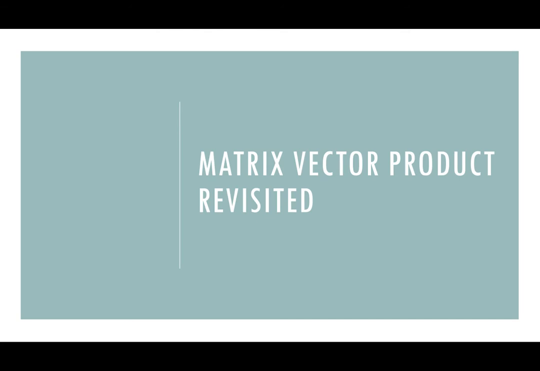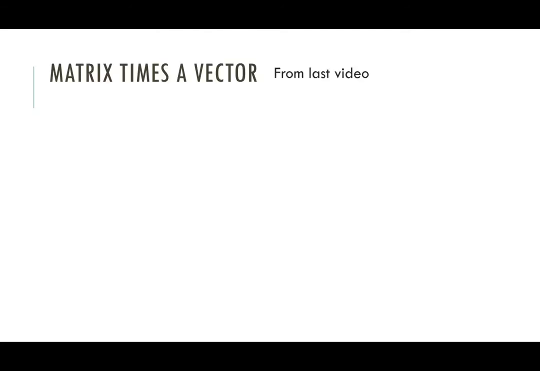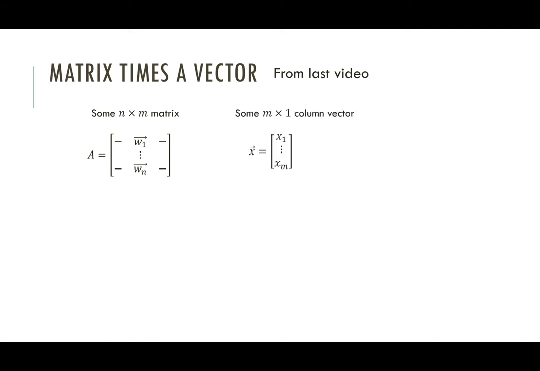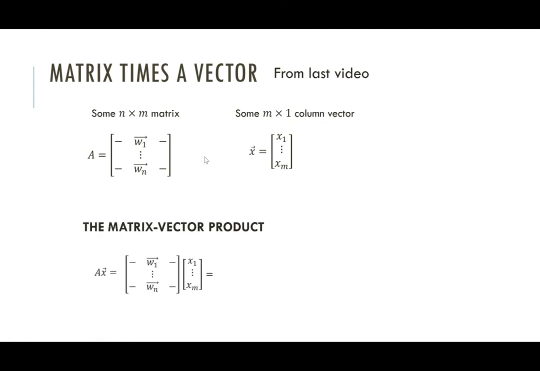Okay, let's revisit that matrix vector product that we saw last time. In our last video, we said, if you take some n by n matrix A and you think of it in terms of its rows, then you take some m by 1 column vector, so the number of rows in this vector is equal to the number of columns in A. Then the matrix vector product AX, if we write it out with A in terms of its rows and the vector X, is equal to another vector.